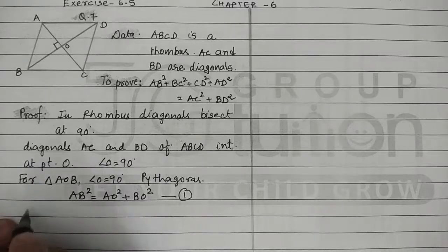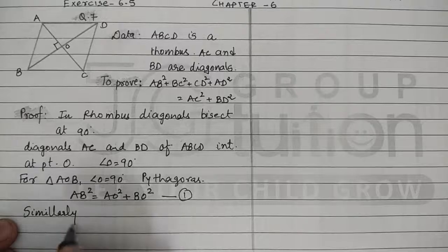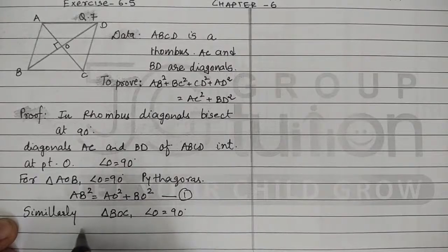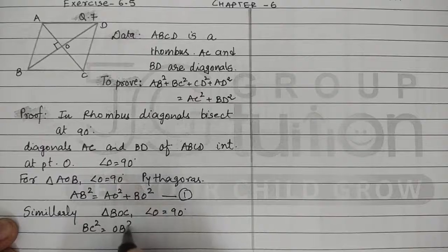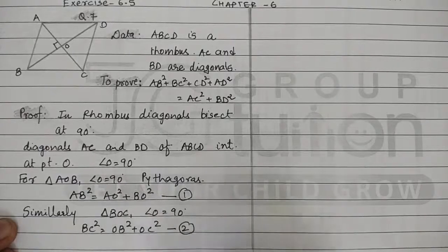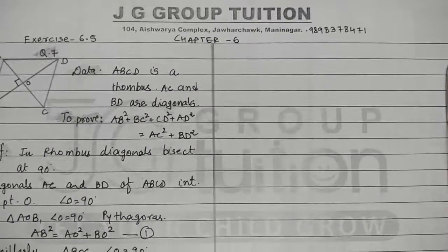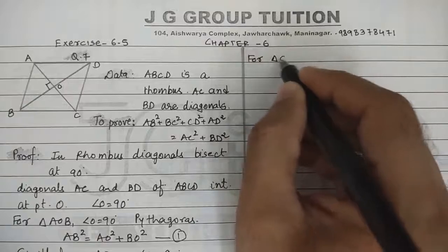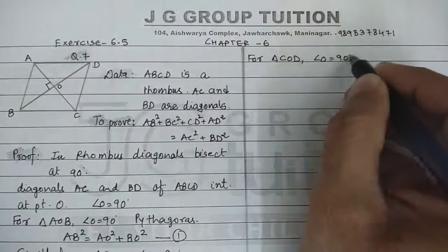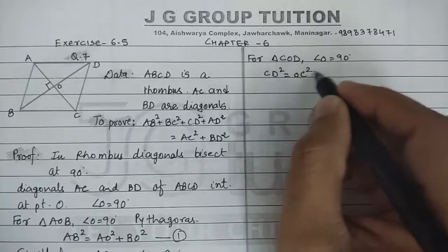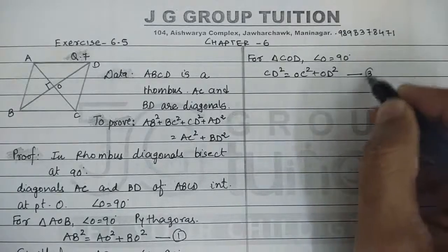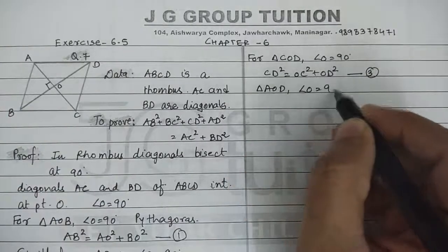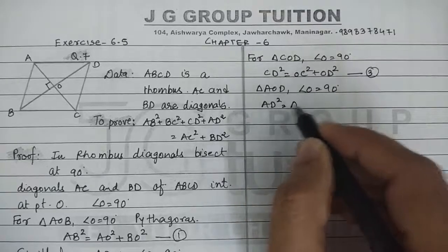Now you can see in the diagram, similarly we can write for triangle BOC, angle O is a right angle. Again I'll use Pythagoras for the same. So I'll get BC square is equal to OB square plus OC square. This is the second equation. Next, for triangle COD, angle O is a right angle. So again using Pythagoras, CD square is OC square plus OD square. This is equation 3. And for triangle AOD, again angle O is a right angle. So by Pythagoras, AD square is AO square plus OD square.